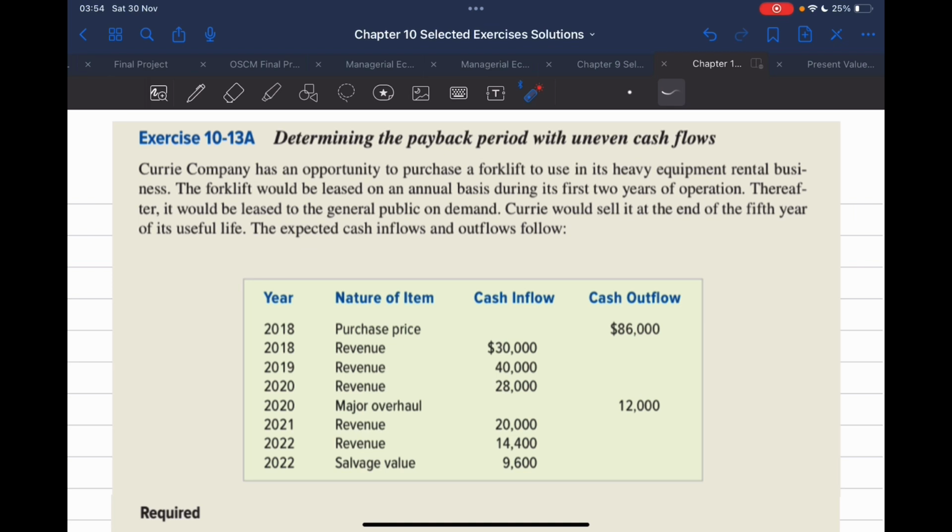In this video we're going to be looking at exercise 10-13A, so let's read the question together. It says Curry Company has an opportunity to purchase a forklift to use in its heavy equipment rental business. The forklift would be leased on an annual basis during its first 2 years of operation. Thereafter, it would be leased to the general public on demand. Curry would sell it at the end of the 5th year of its useful life, and the expected cash inflows and outflows are laid out in this table right here.